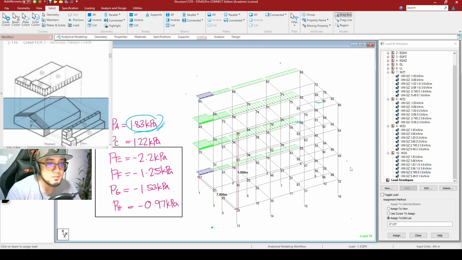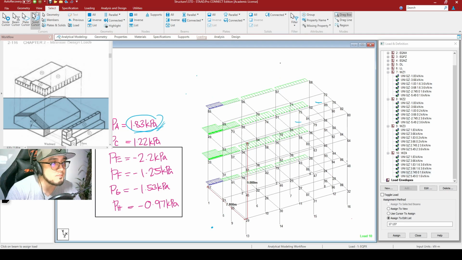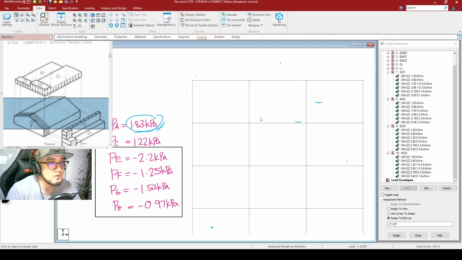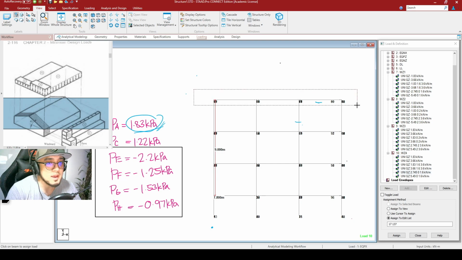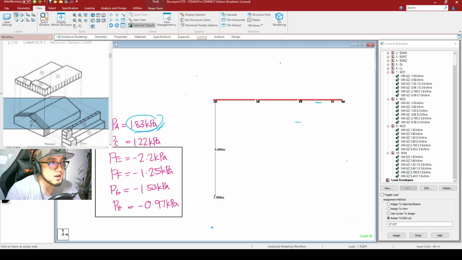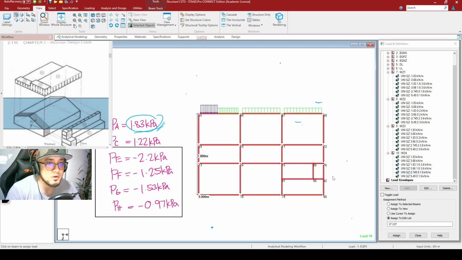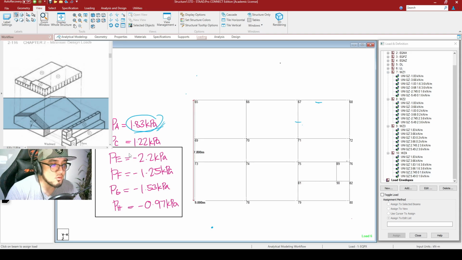So what I will be doing right now is isolating the top view once again. I will go to the front view, then isolate this, so view selected objects, and go to the top view. With such, I will now be assigning these pressures right here.